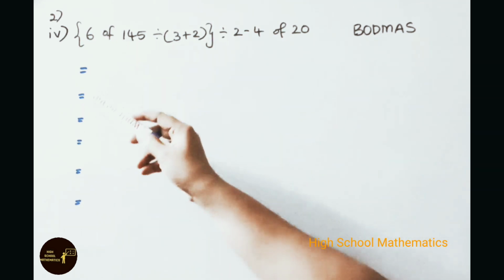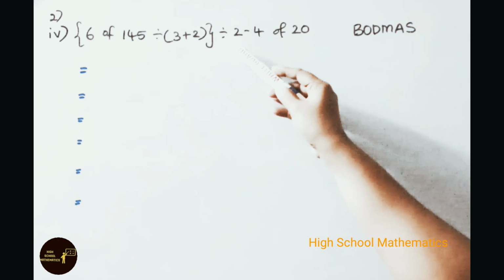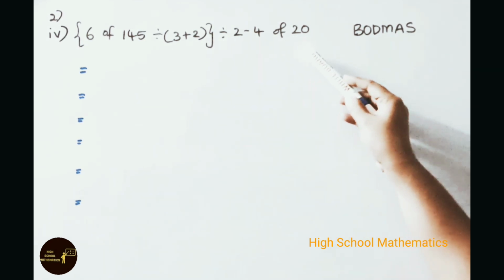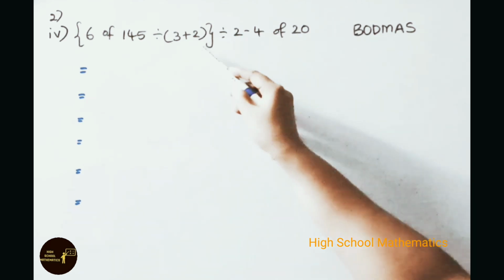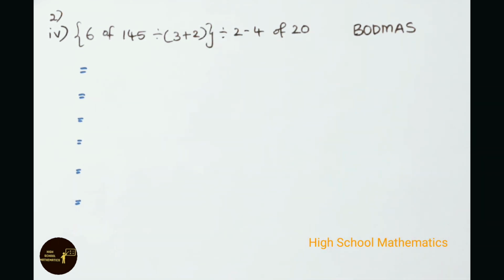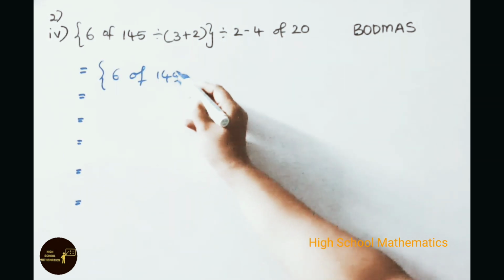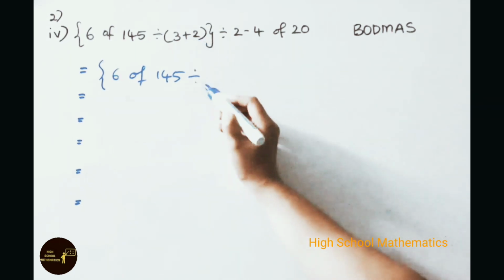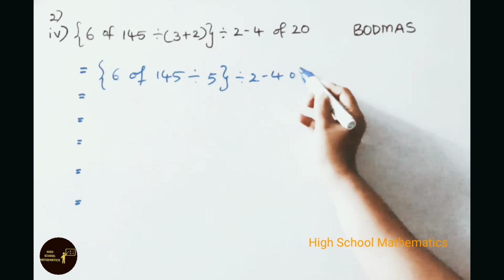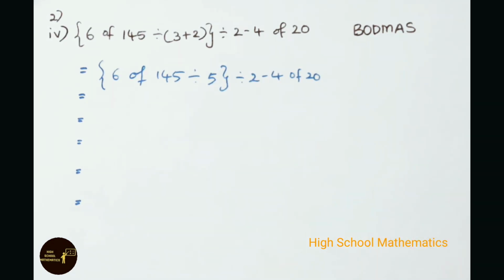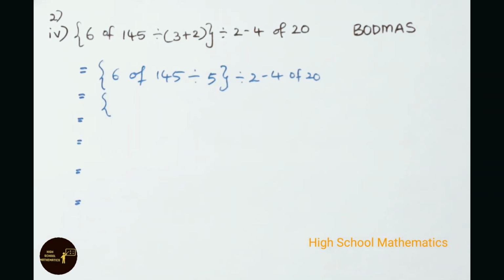See now second question, fourth sum. 6 of 145 divided 3 plus 2 divided 2 minus 4 of 20. According to BODMAS rule, first we have to solve brackets. First we are going to solve here simple bracket. So write down 6 of 145 divided (3 plus 2, that is 5) divided 2 minus 4 of 20. Next we have to solve of. Of means nothing but multiplication.